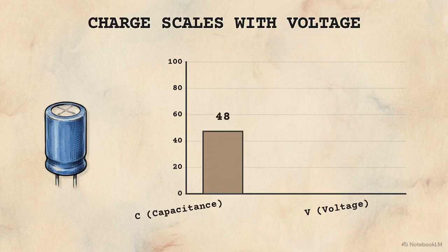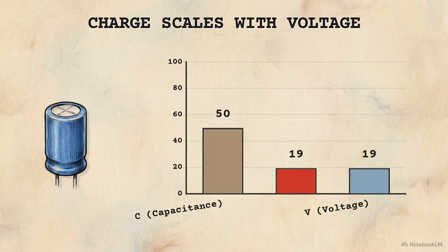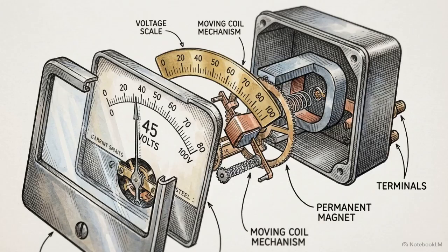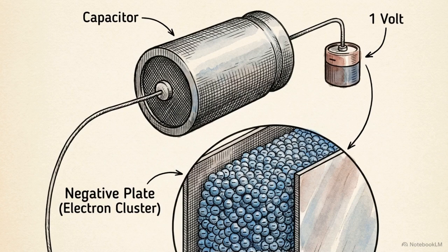This chart illustrates the defining equation, C equals Q over V. Capacitance is a constant ratio. As the applied voltage changes, the total charge stored scales in exact proportion. The base unit for this measurement is the farad. 1 farad represents a capacitor storing exactly 1 coulomb of electrical charge when pushed by 1 volt of potential.